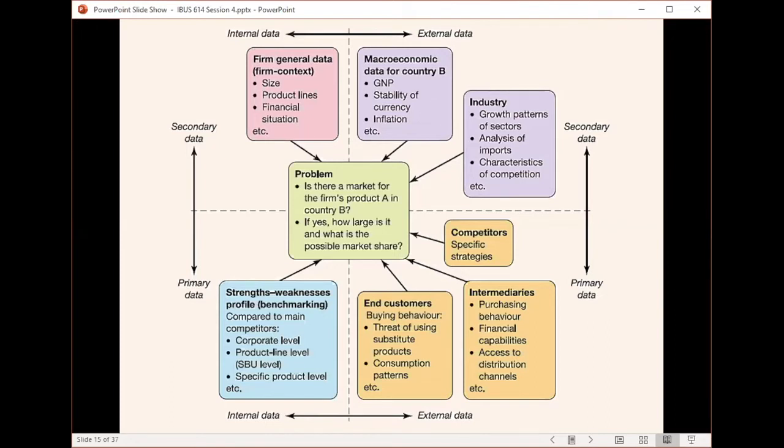And with primary data, you can go deeper to understand, based on the inflation level and the GNP level, the kind of substitutes that they have to your product. And all that is going to inform your strategy.